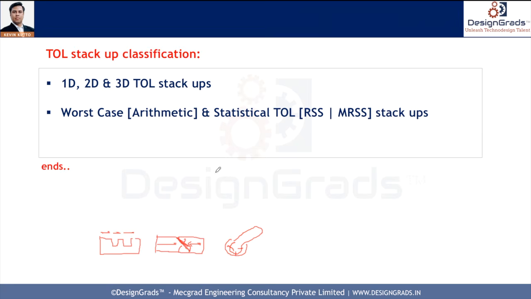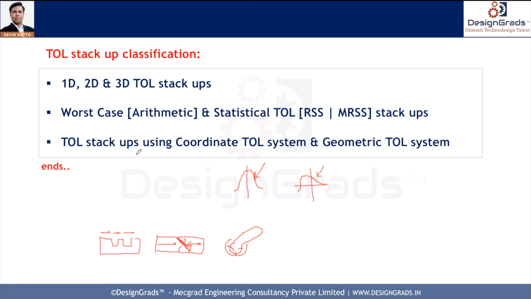Whereas statistical analysis works on the assumption that every dimension is going to vary statistically. And by statistically, what do we mean? Every dimension is going to follow a normal distribution, or every dimension is going to follow a slightly skewed normal distribution, right? Based upon that, we have these two methods. We have the RSS method, root sum square method, which assumes this one, and we have the modified root sum square method, which assumes this one. Now worst case and RSS method are two extreme ends, and MRSS falls in between them.